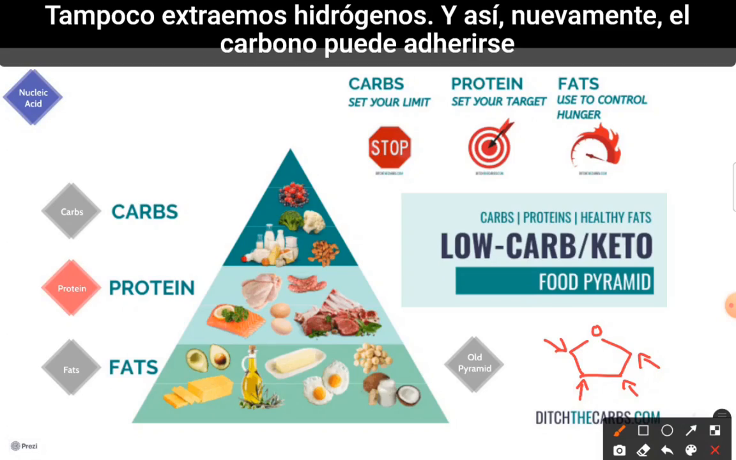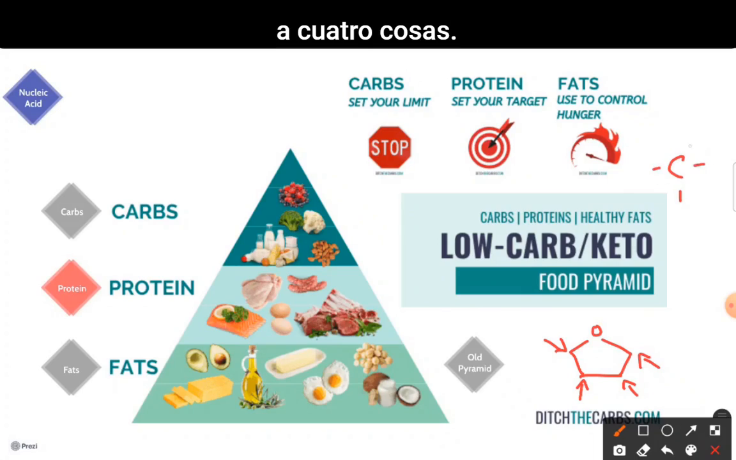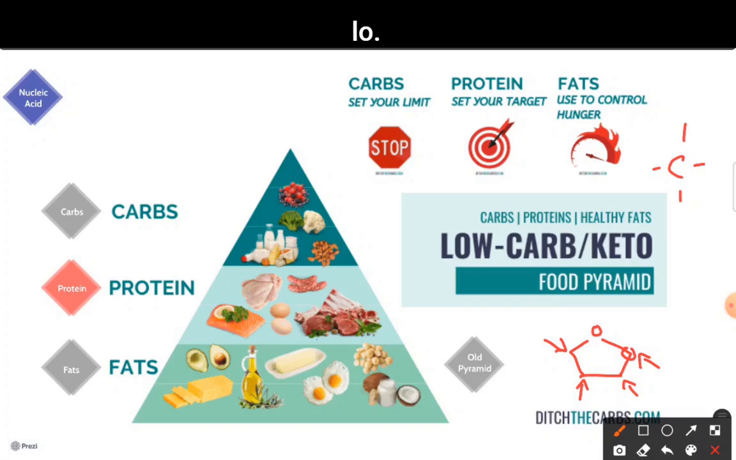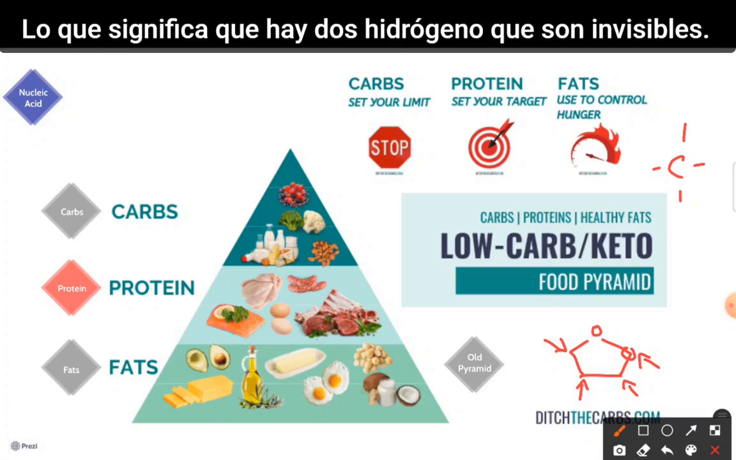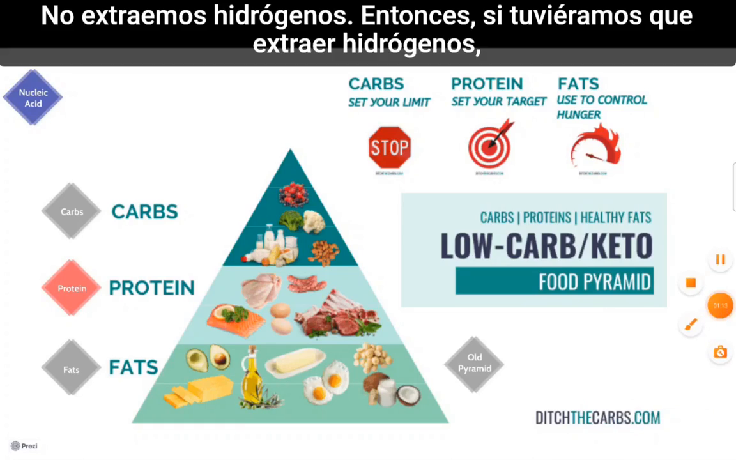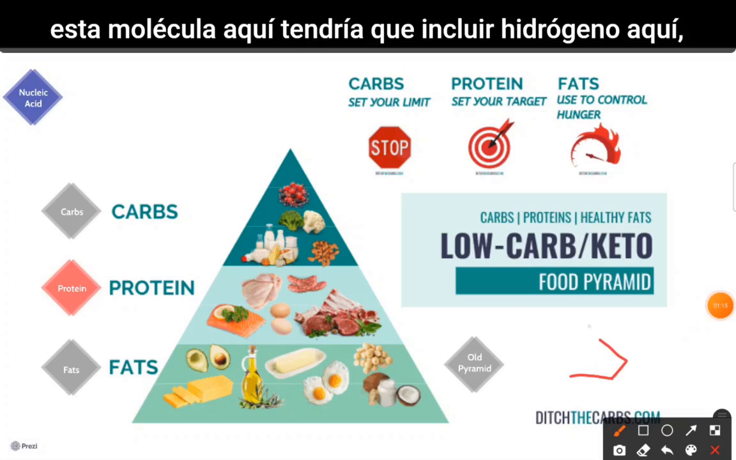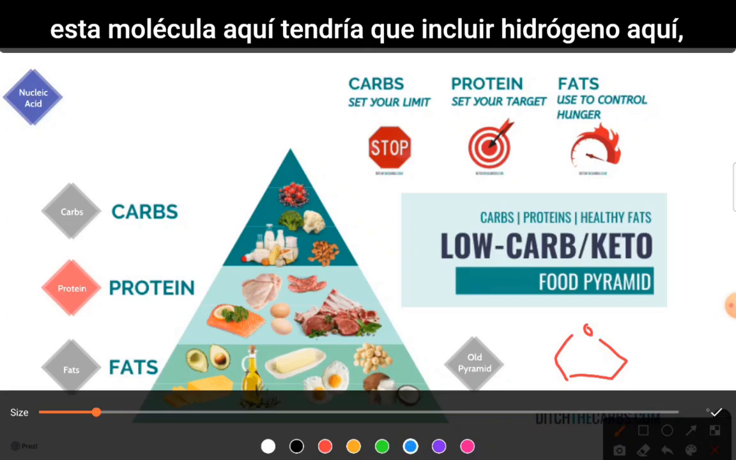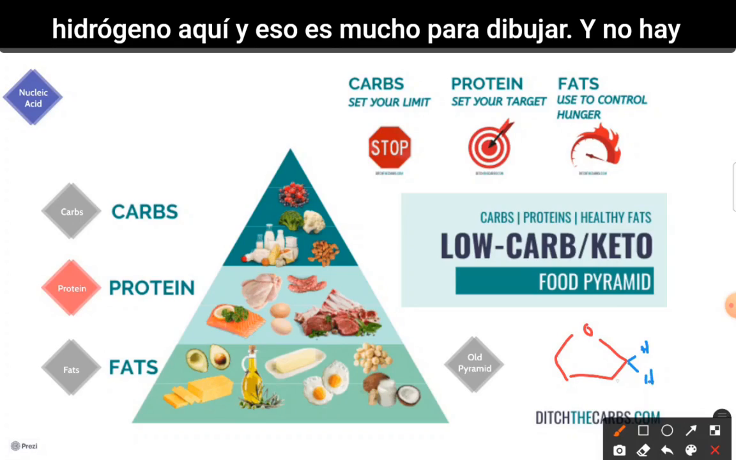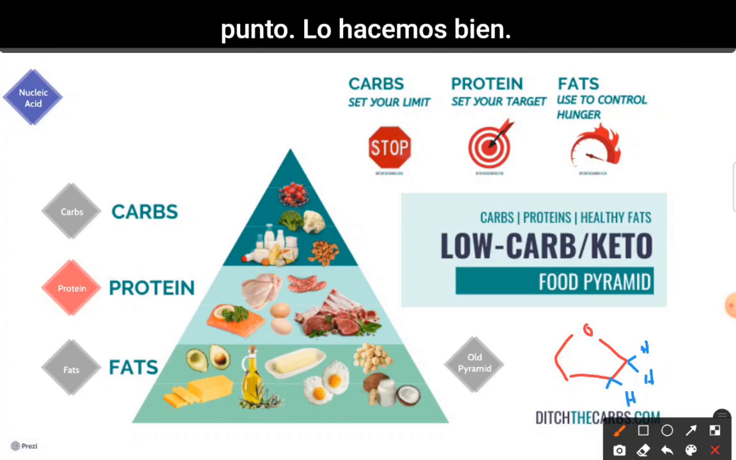We also don't draw hydrogens. And so again, carbon can attach to 4 things. For example, this carbon here has 2 things attached to it, meaning that there are 2 hydrogens that are invisible. We don't draw hydrogens. So if we were to draw hydrogens, this molecule here we'd have to include a hydrogen here, and that's just a lot to draw, and there's no point.